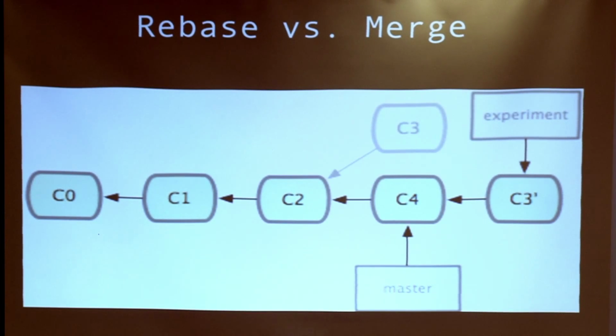Instead, rebase is doing a different thing. It's actually adding a phantom commit C3 prime that adds the same changes without merging, without a new commit here. So that can be a very big problem when you're working with a lot of different people. This can mess up their working tree a lot.